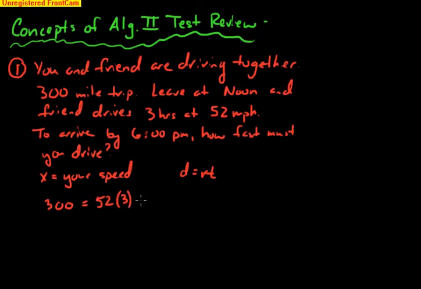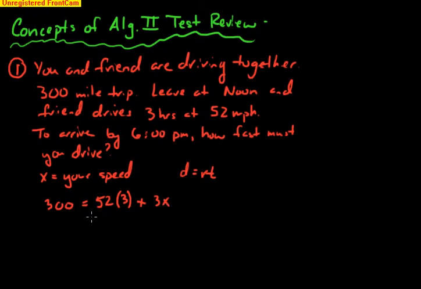So that's your friend. And then you are going to drive at some speed. And you need to make it by 6 o'clock. Well, if you left at noon and your friend drives 3 hours, then it's 3 p.m. So for you to get there by 6 p.m., if you take over at 3 p.m., you drive for 3 hours as well. But we don't know your speed, so that's x. And now we find what x is.